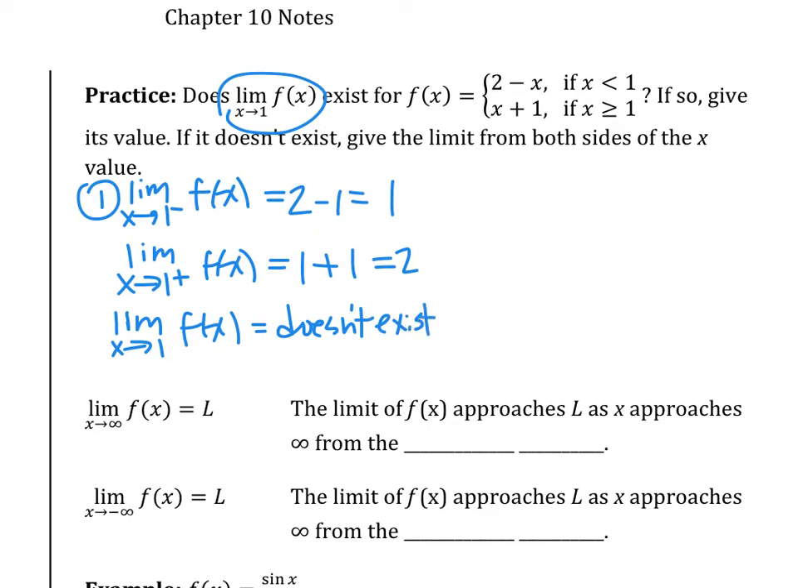This one doesn't really want us to prove the continuity, and it's already discontinuous as is. It's a jump discontinuity, so that's pretty much it. It says if it doesn't exist, give the limit from both sides of the x value. So then that's done. On the left-hand side it's going to 1, on the right-hand side it's going to 2.